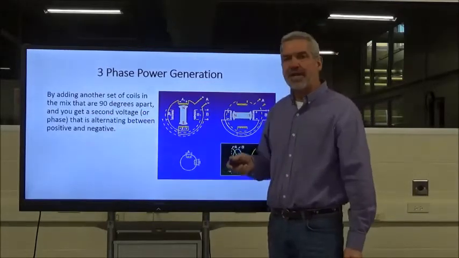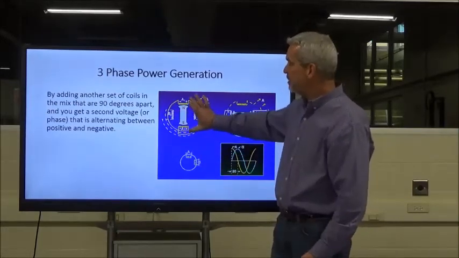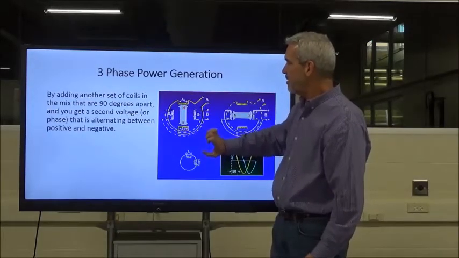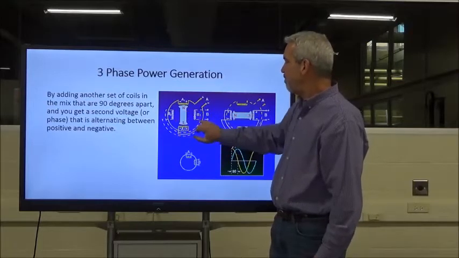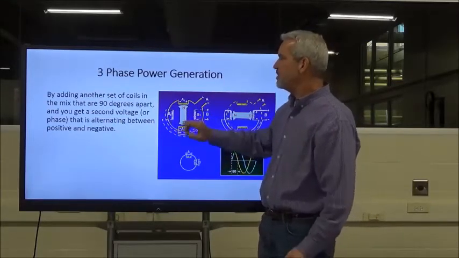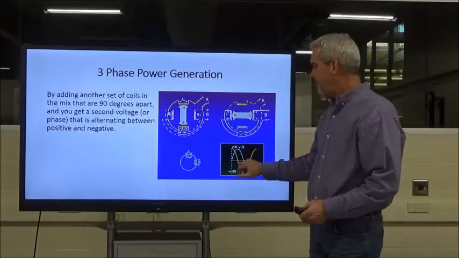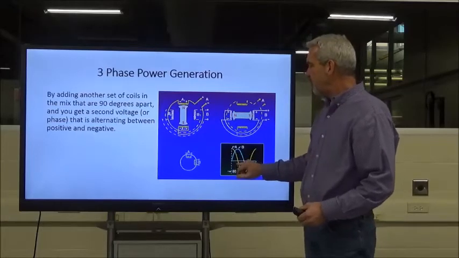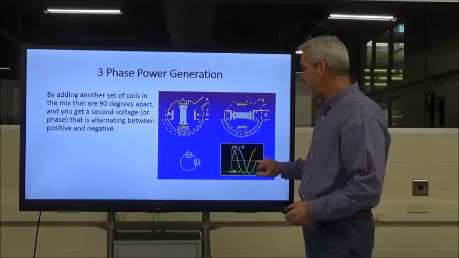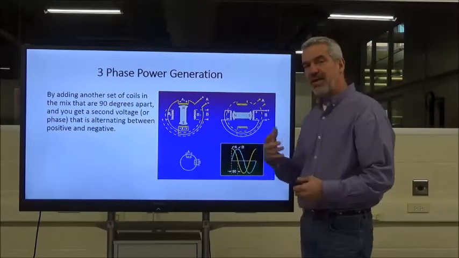Now, if I add another set of coils that are 90 degrees from each other, I'm not sure how well you can see this, but this would be the A set of coils that are wired in series, and you got your B set of coils that are wired in series together. If I've added another set of coils 90 degrees from each other, then we get a second phase. We have an A phase that's going like this, and then 90 degrees later, we have a B phase. So now we've got two phases.